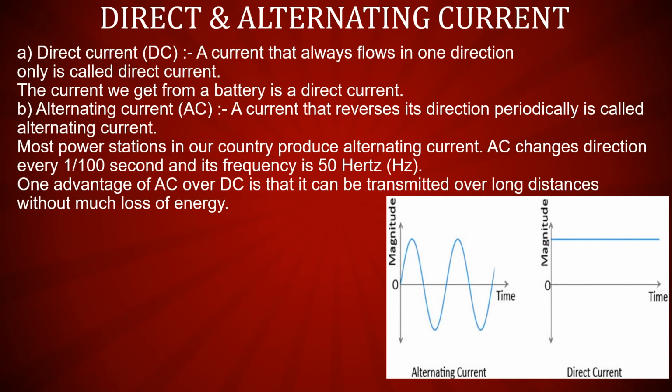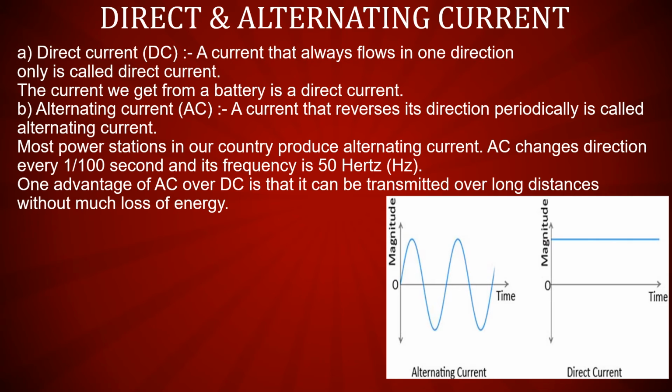Direct and alternating current. Direct current, commonly known as DC, is the current that always flows in one direction. This current does not change with time. The current we get from the battery of a cell is a direct current. Alternating current, commonly known as AC, is the current that reverses its direction periodically, and thus is called alternating current.